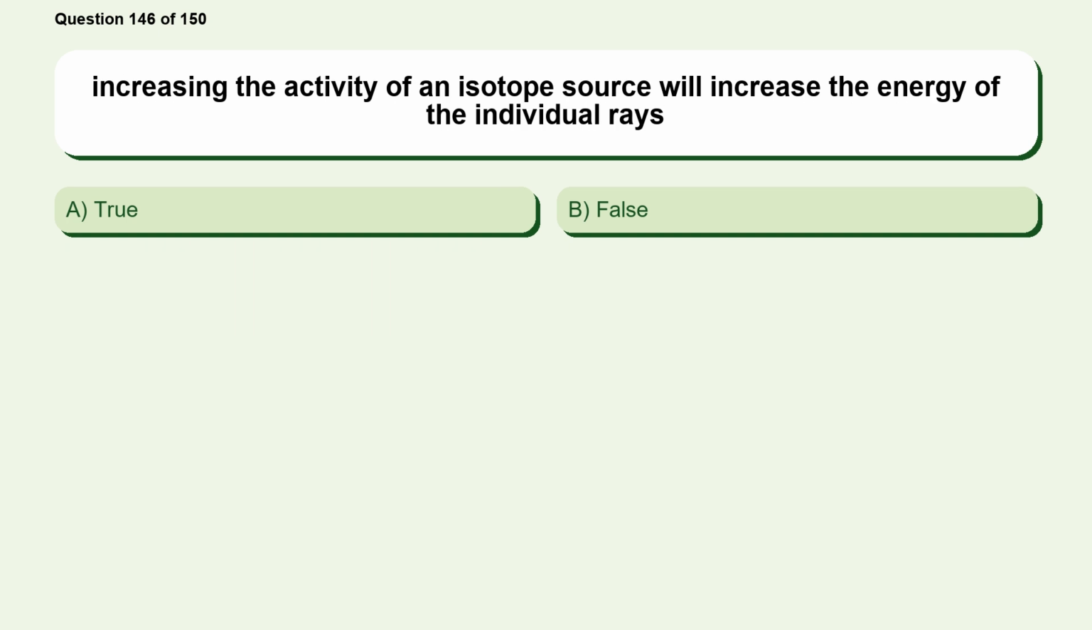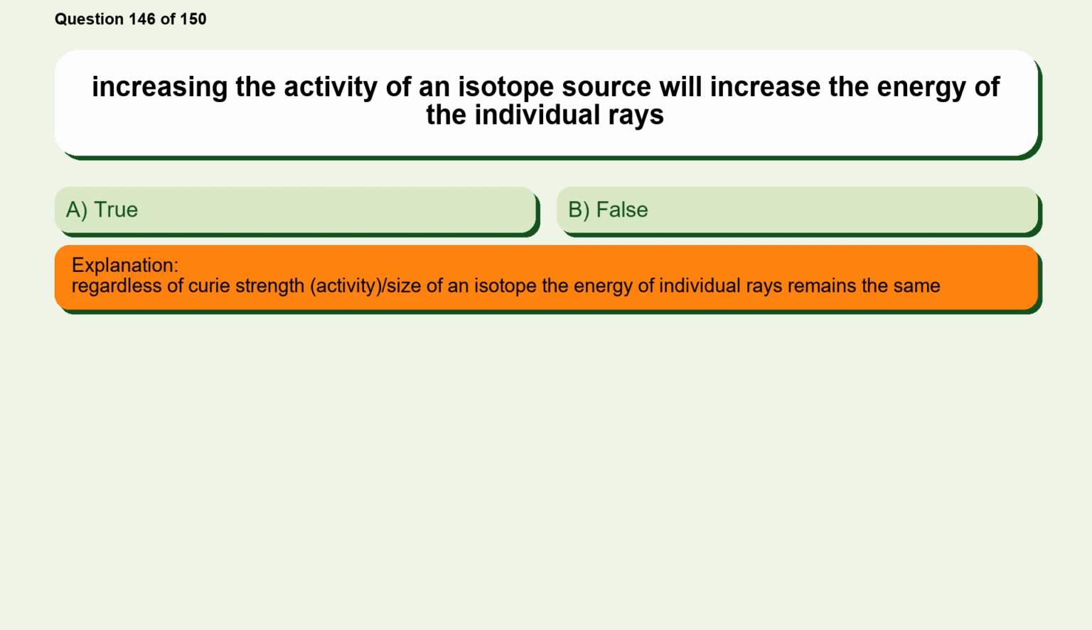Question 146. Increasing the activity of an isotope source will increase the energy of the individual rays. Option A, true. Option B, false. The correct answer is option false. Regardless of curie strength, activity, or size of an isotope, the energy of individual rays remains the same.